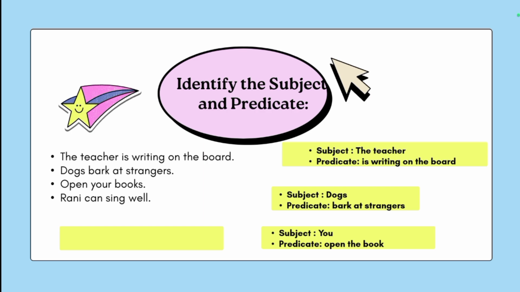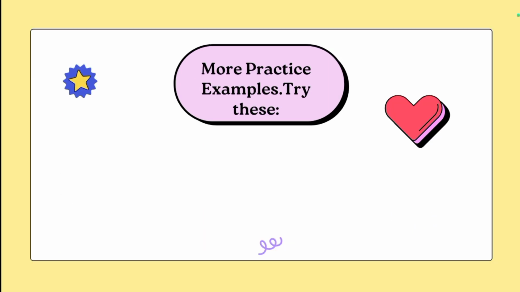Rani can sing well. Who can sing well? Rani. So Rani is the subject, and what can she do? She can sing well. So "can sing well" is the predicate. So here are some more examples. Let's try to quickly find the subject and the predicate.